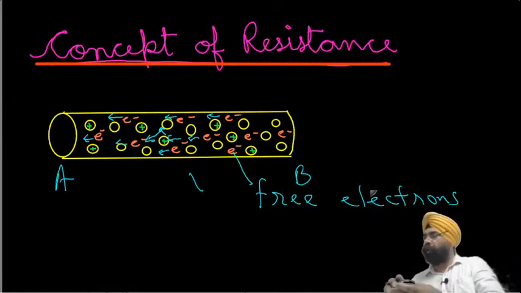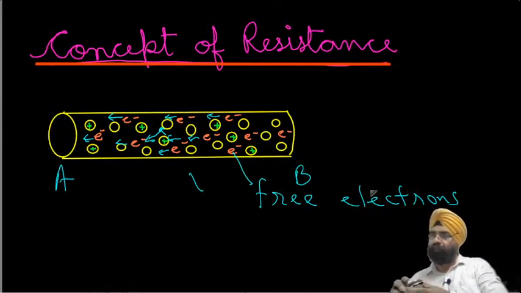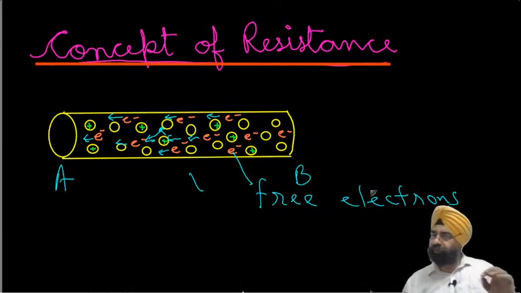Let me have a look at your book. What is given next? Concept of resistance we have understood. We have understood this also. The resistance of a conductor depends on the... Okay, so we have understood.